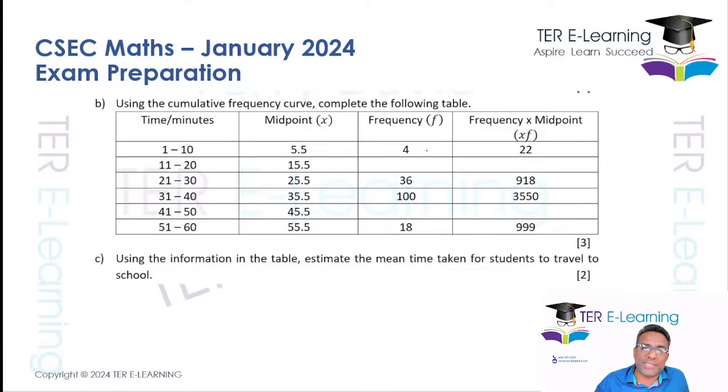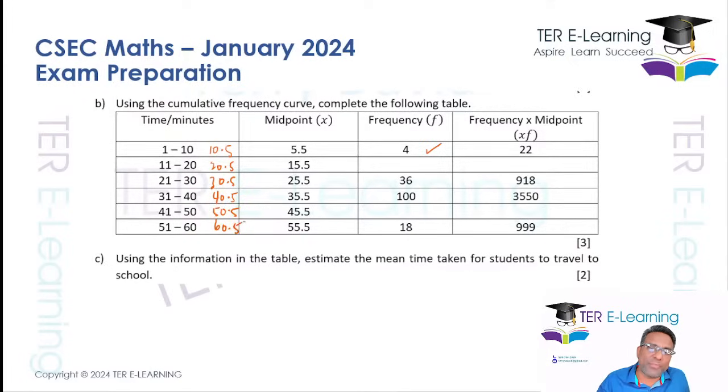If you notice, the first frequency here is 4. When it comes to cumulative frequency, what we actually use to plot these things is our upper class boundary. So the upper class boundary here is 10.5. This one will be 20.5. This one will be 30.5. This one here is 40.5. Next one is 50.5, and the next one is 60.5.